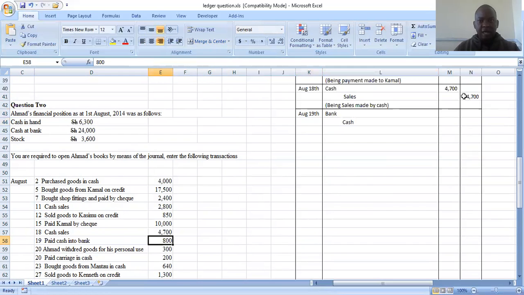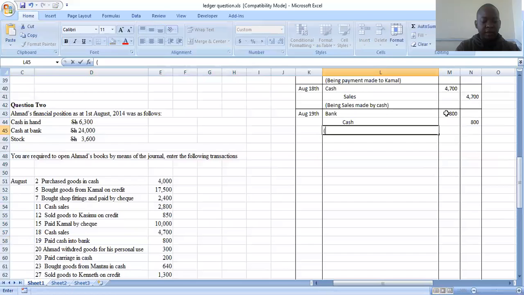The amount is 800. So 800. And then narration being cash deposited into bank. That, then you close that. Then you close that transaction.